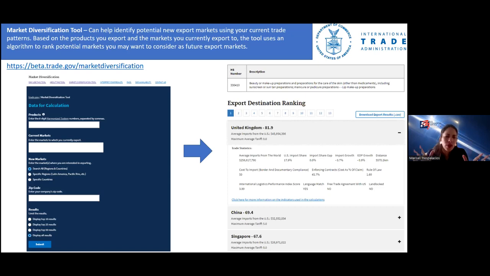So let's say that you really want to focus on Latin America or on ASEAN or on Africa. You can just bring it down to that. Or you just want to research specific countries. So it's flexible in that sense. Okay, and as I mentioned, it's a little bit more forward-looking. It's not just based solely on past trade flows and data. So this is the market diversification tool.